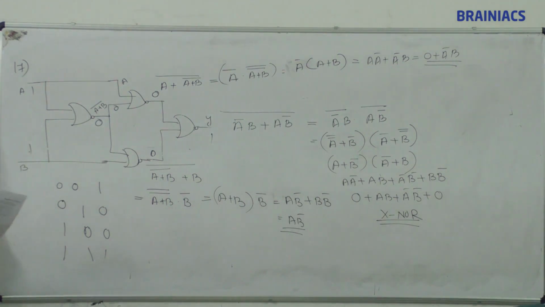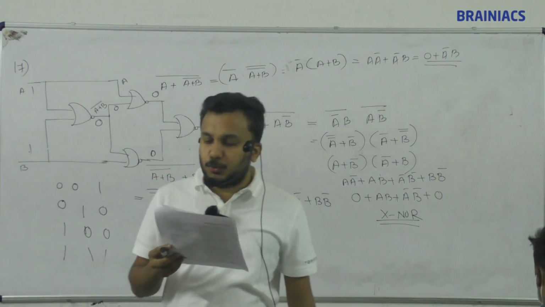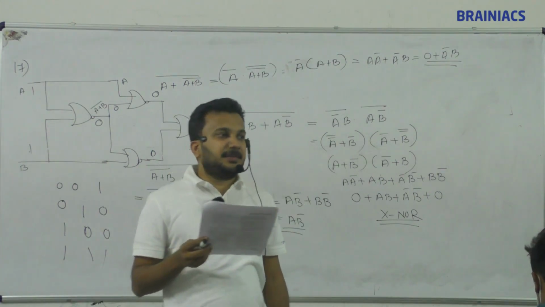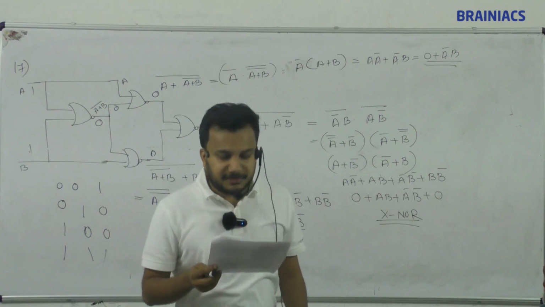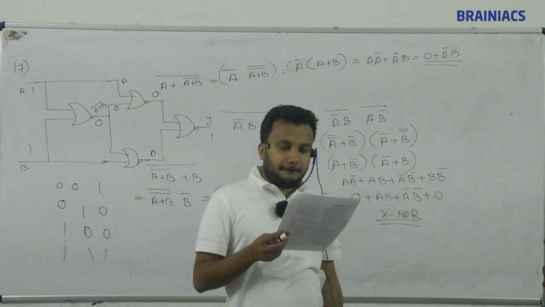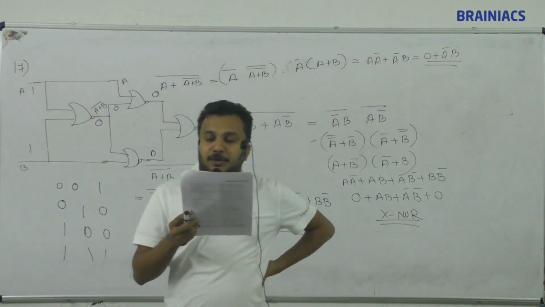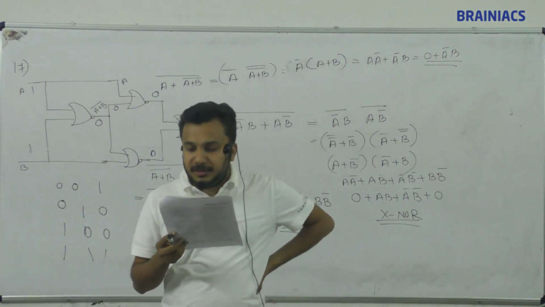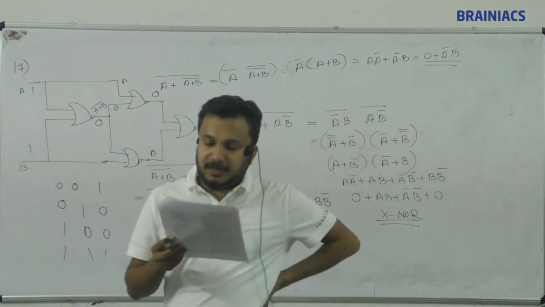Eighteenth question. The conductivity of germanium at 27 degrees Celsius is 2.13. Conductivity means sigma. Sigma equals 2.13 mho per meter. And the mobility of electrons is mu E 0.38, mu H 0.18.